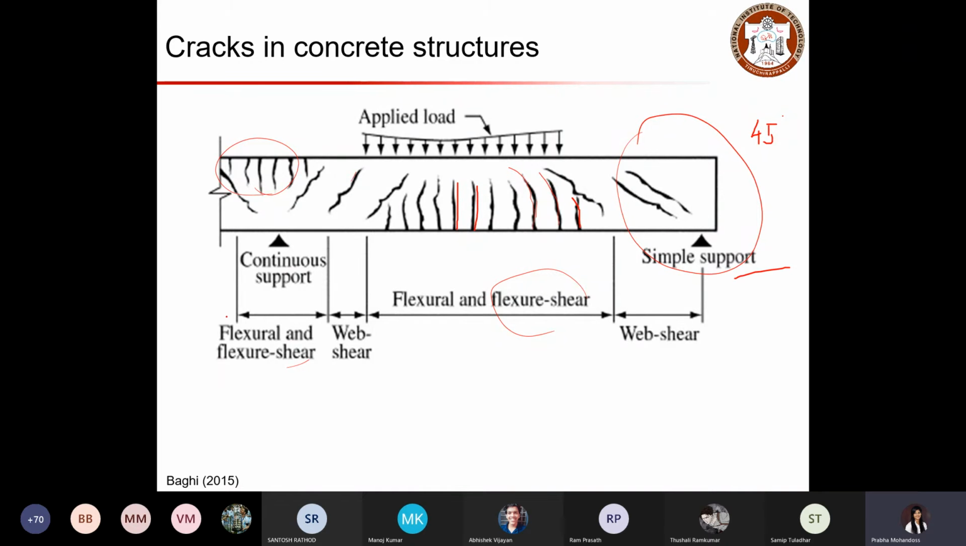If you have continuous support, then you have a different scenario. You have the negative bending moment at the top of this region, and then the positive sagging moment at the middle, bottom, and the hogging moment at the intermediate supports at the top. Right. So similarly, you will observe flexural and flexural shear cracks at the top of this region when you have continuous support.